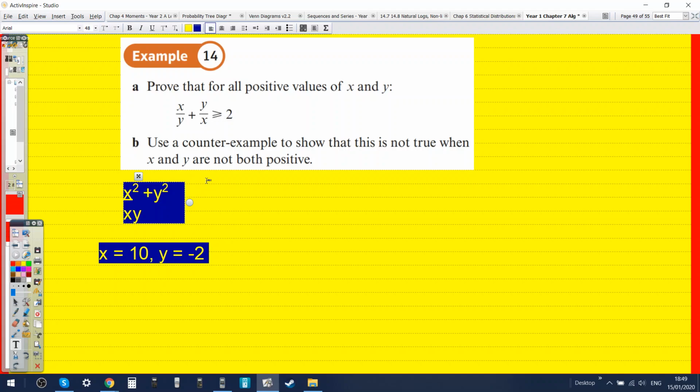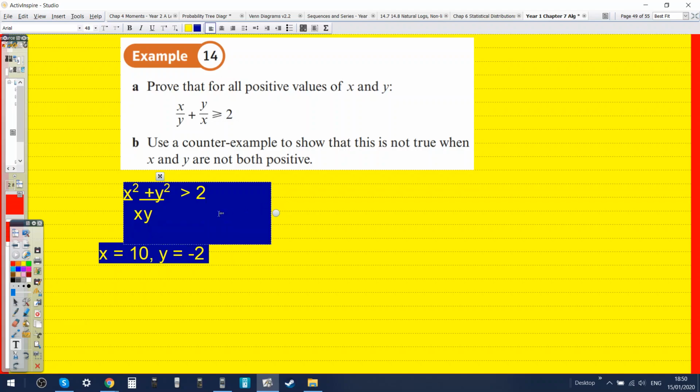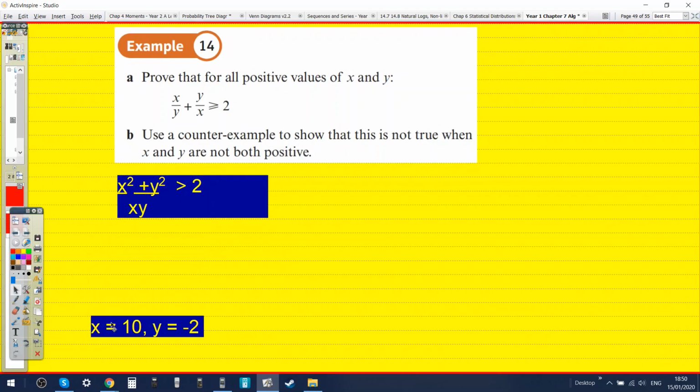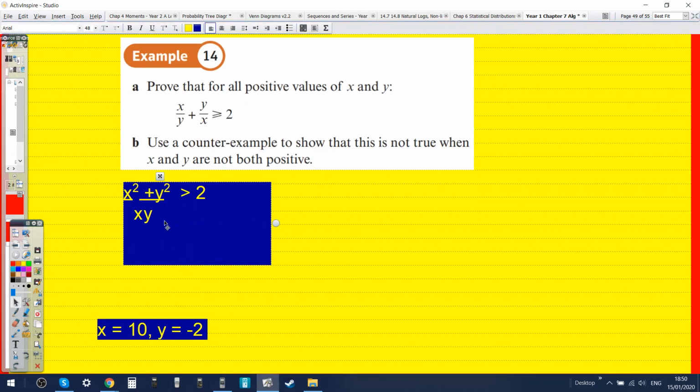So then I'm not sure. Let's see. Over xy. So that's x squared plus y squared all over xy. Times both sides by xy, perhaps. What do you mean, sorry? So that is greater than or equal to 2. So if you times both sides by xy, you get 2xy, and you get rid of the denominator on the other side. Yeah. And what is next?